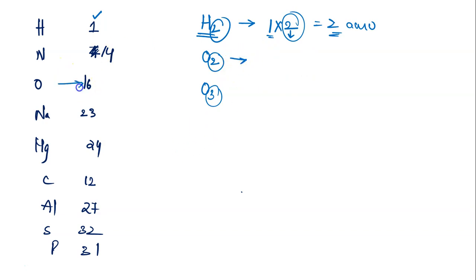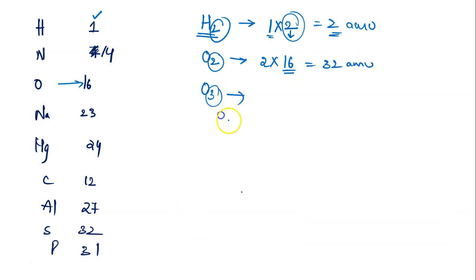Oxygen's atomic mass is 16. And now I'm talking about oxygen molecule, which has 2 atoms of oxygen. So because I have 2 atoms of oxygen, I'm multiplying the atomic mass with 2 so that it becomes molecular mass, 32 atomic mass units.